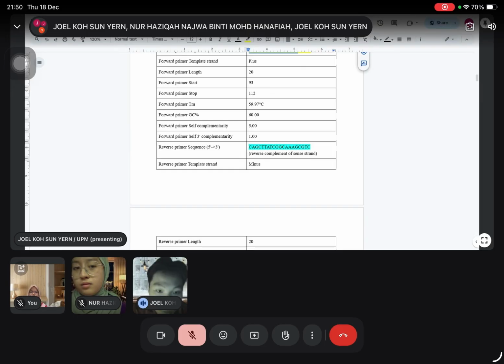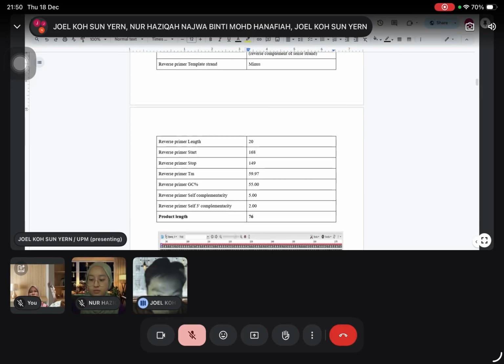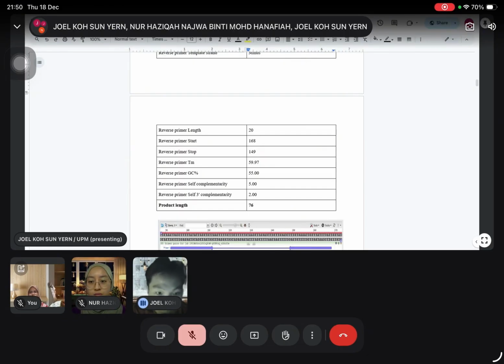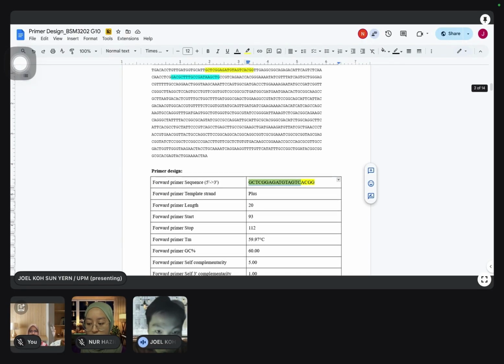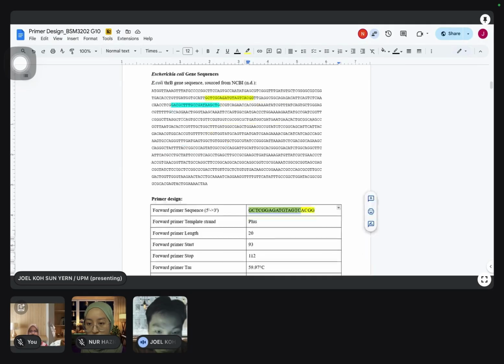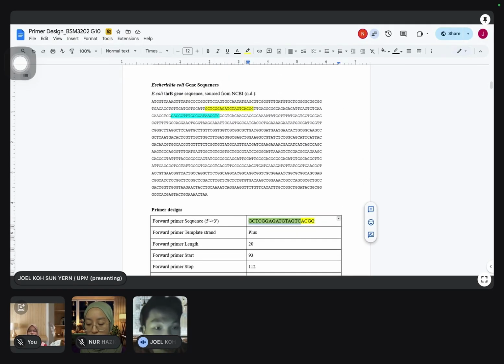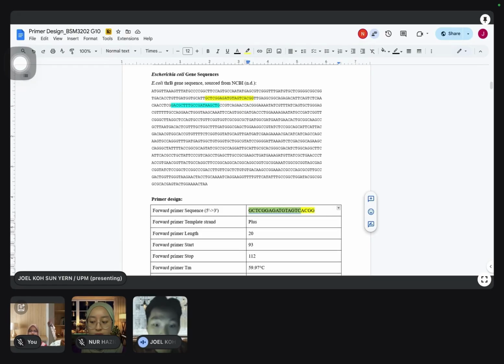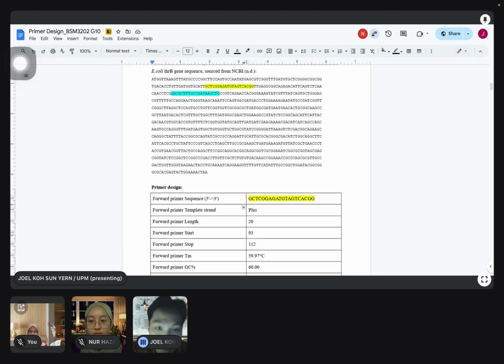For the reverse primer, it is also 20 base pair, and the melting temperature is also the same as the forward primer. The product length from the yellow sequence to the blue sequence over here is around 76 base pair. For your information, the FASTA sequence from the NCBI provides the sense strand of the cDNA. So the forward primer sequence is basically the same.